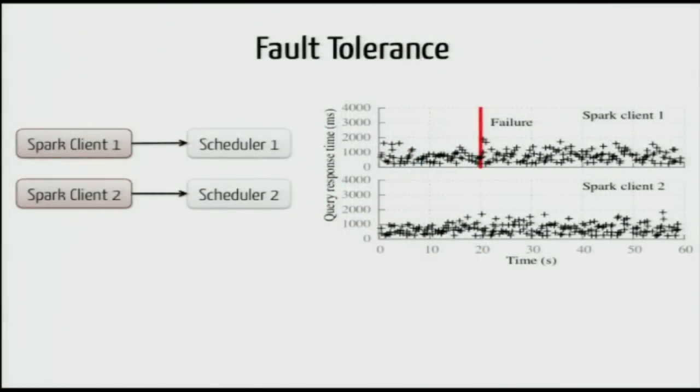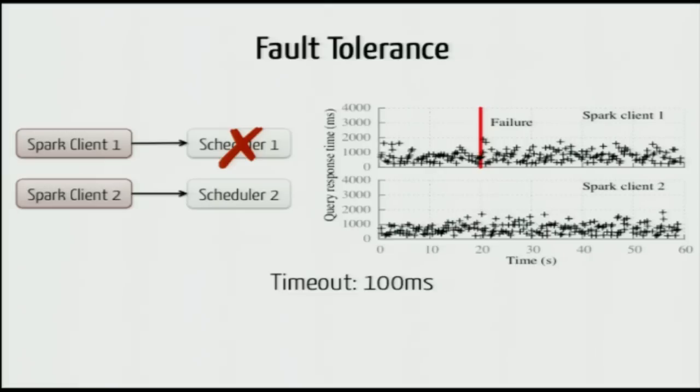Now, the final property of Sparrow that's very useful is the fault tolerance property. So what we did in this experiment was we had 2 different Spark clients that are both initially connected to a Sparrow scheduler, but we also initialized each client with a list of backup schedulers to use if their scheduler failed. At 20 seconds into the experiment, we kill the scheduler running alongside the first Spark client.